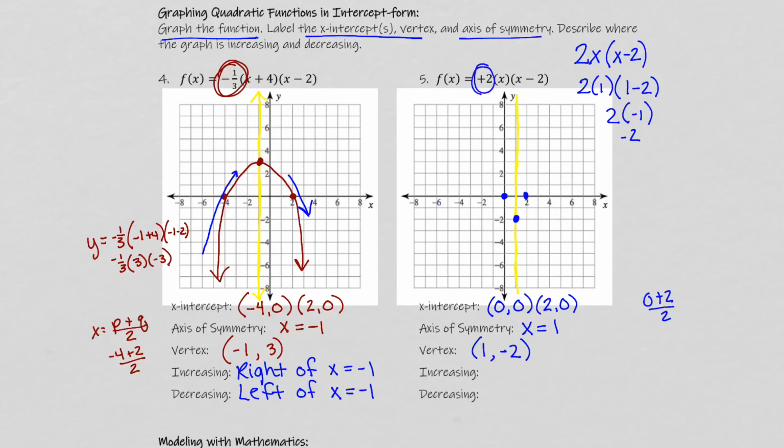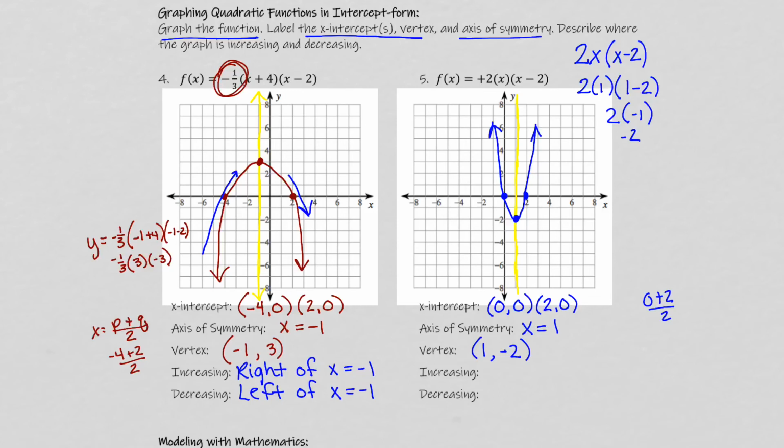Okay, because A is positive, we know we have to open up, and this does. My vertex is the lowest point. It's kind of skinny because my A is greater than 1, so it was a stretch, just like number 4 was kind of fatter because 1/3 is a shrink because it's less than 1, between 0 and 1.